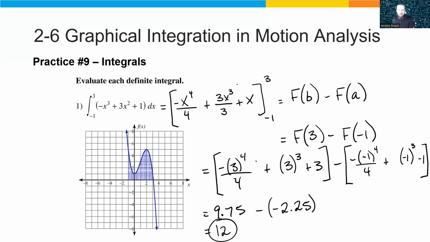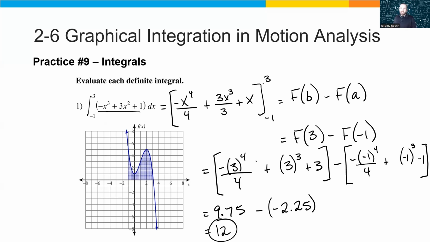So we're going to write this in the notation. First, we have to find the integral of this function. So we're going to increase the power by 1, divide by that total amount. Increase the power by 1, divide by that amount, whatever the power is, and then increase the power by 1, divide by that amount. And so this is our integral of the function -x cubed plus 3x squared plus 1. Now we want to find what the integral is between -1 and 3.